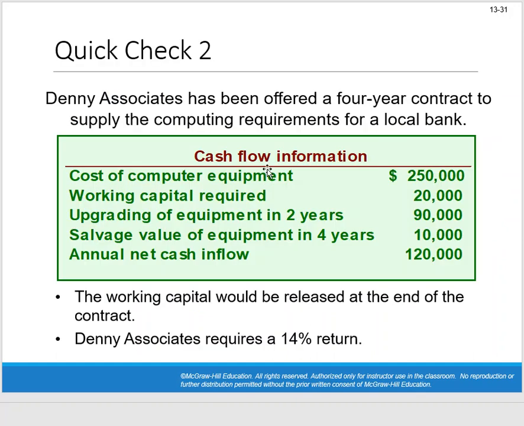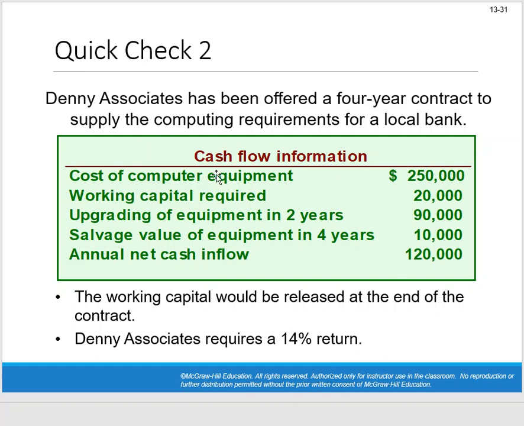So let's try this one. Quick check. Denny Associates has been offered a 4-year contract to supply the computing requirements for a local bank. The cost of the computer equipment would be $250,000. It's going to tie up $20,000 of working capital. In 2 years, we're going to have to upgrade that equipment for $90,000. The salvage value of the equipment at the end of the project in 4 years should be $10,000, and it's going to result in annual net cash inflows of $120,000. And then the working capital will be released at the end of the contract, and Denny Associates requires a 14% return. What's the NPV?